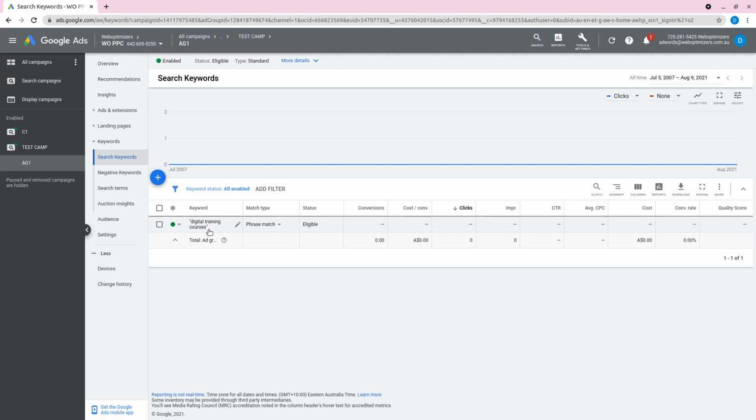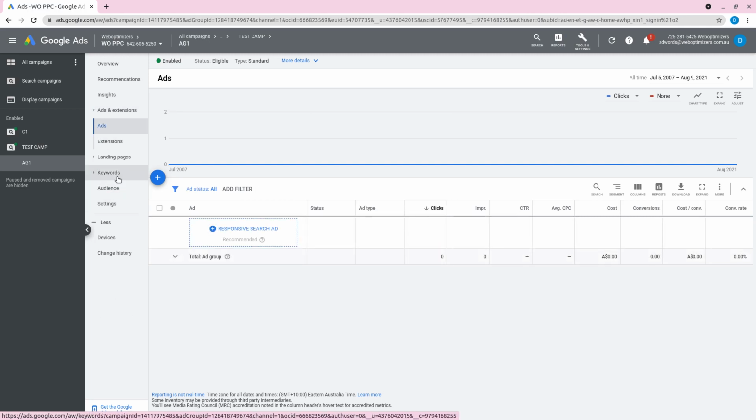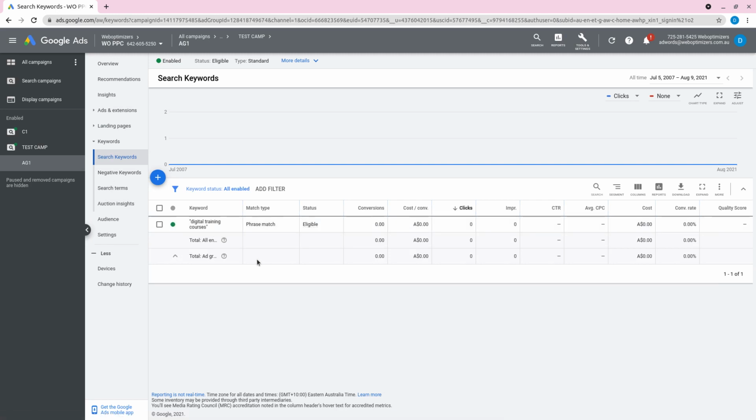Because I only have one keyword, it should be relatively easy to write ads for that single keyword, because I can write a very closely matching ad to this single keyword. So that's the concept of single keyword ad groups. Always have only one keyword per ad group.